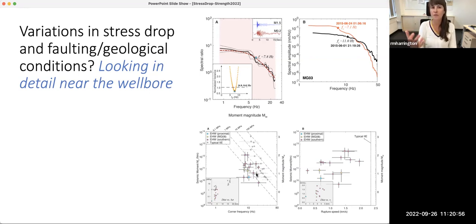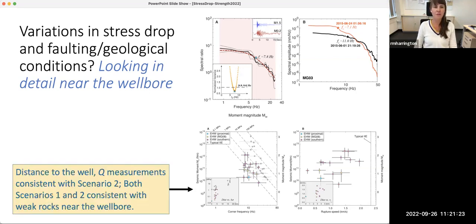We have this inherent ambiguity with these smaller earthquakes. We have to make an assumption about what the rupture velocity is. And if we assume a constant rupture velocity, then we come up with a lower stress drop value. But if we assume in scenario two that we have a similar stress drop and that the rupture velocity might be lower, then we can also potentially have a range of rupture velocities for these EHWs.